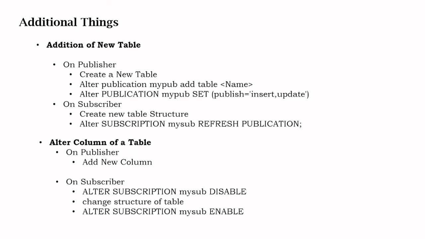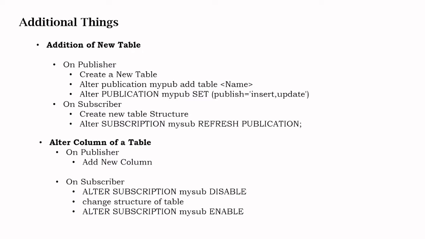Two additional things. Suppose we want to add a new table on the publisher, what do we have to do? The first step is creating the table. Then we have to alter publication, add table, the table name, and specify whether insert, update, or delete should be replicated. On the subscriber end, we just create the table and alter subscription, refresh publication. We just have to refresh the publication.